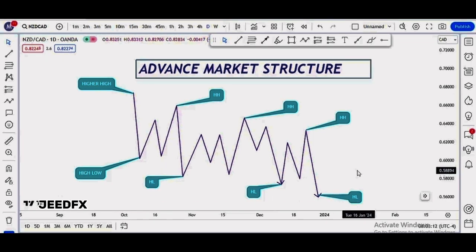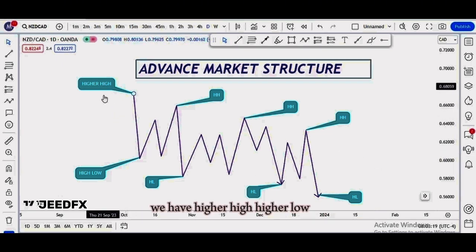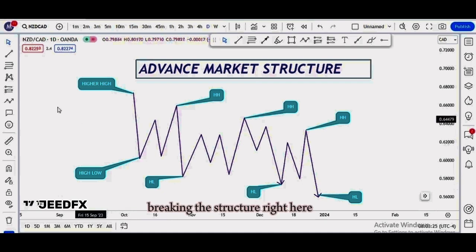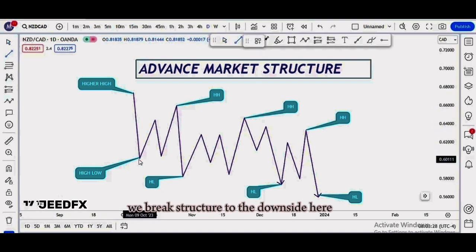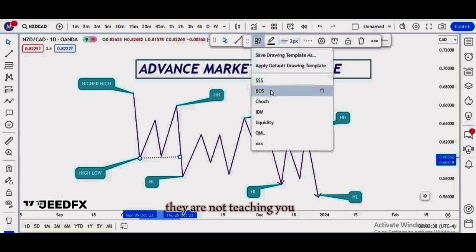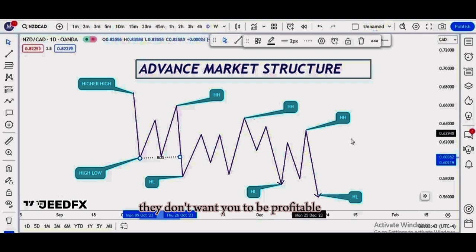Let's start it. So today I'm going to be simplifying it to you. We have higher high, higher low, higher high, and higher low over here, breaking the structure right here. We break structure to the downside here. This is what they are not teaching you. They are not teaching you this. A lot of YouTubers, I see a lot of people, they are not revealing the facts to you. They don't want you to be profitable. They don't actually want you to make money. They just want to make money out of you.